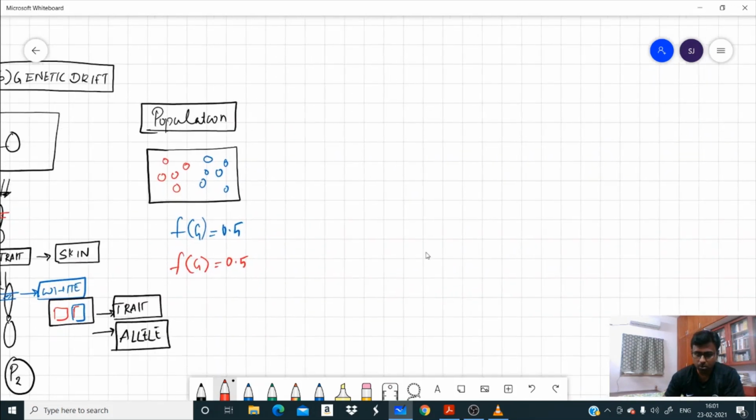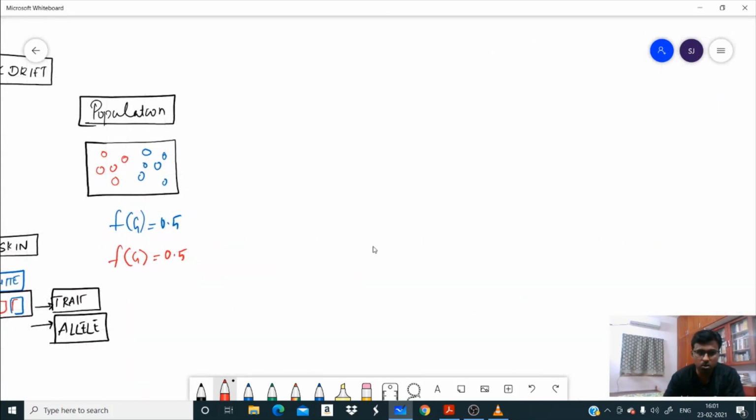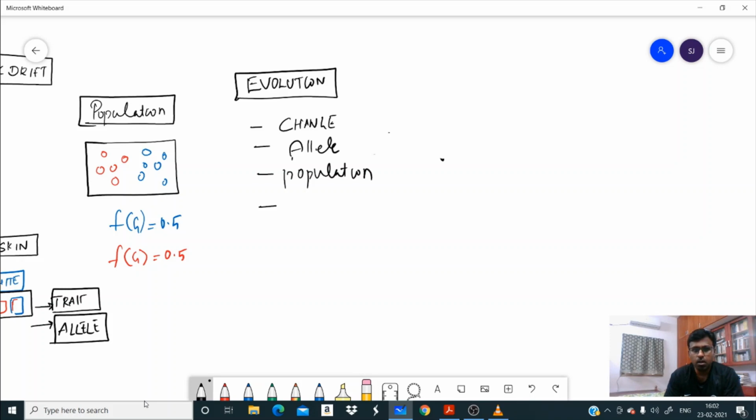But now we come to this concept called evolution. What is evolution? You have to know. Evolution is basically change. It is the change in allele frequency in a population from one generation to the next. So this is the concept of evolution. You have to have a change in frequency of alleles in order to have evolution.